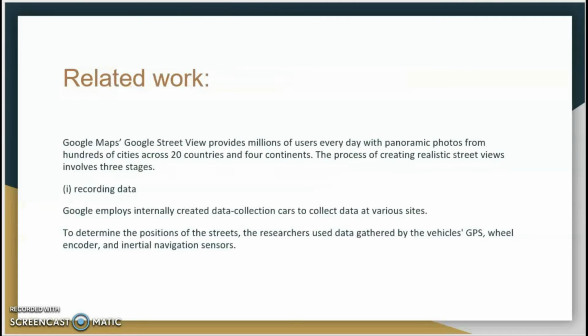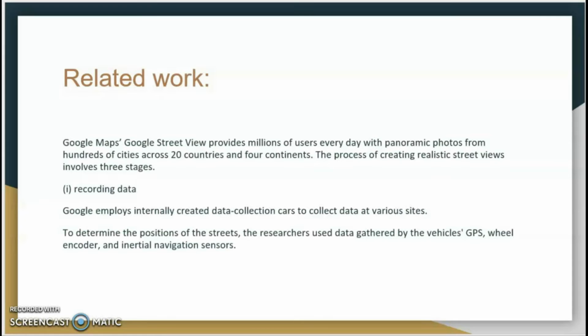Moving to the related work for this project, we know Google has millions of users and millions of photos uploaded for different cities and locations. The main three steps on a high level are recording or collecting the data, the second is processing the data, and the third is publishing the results.